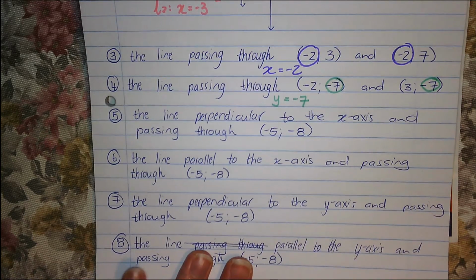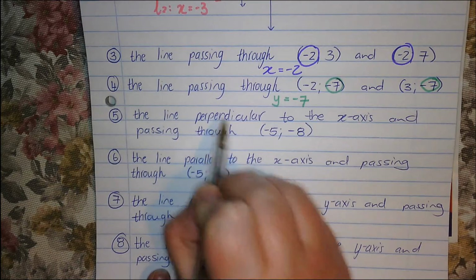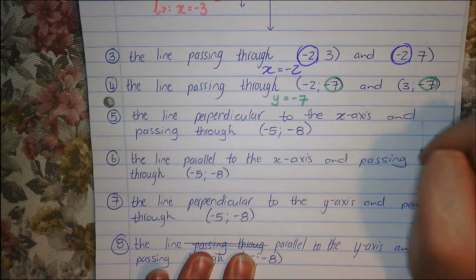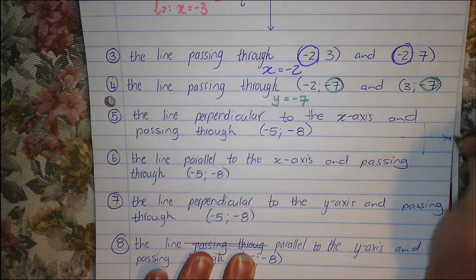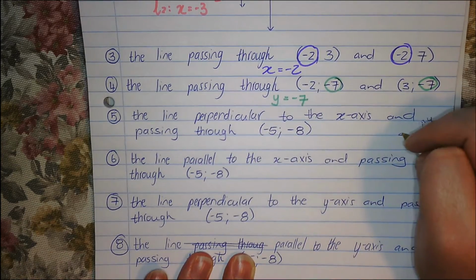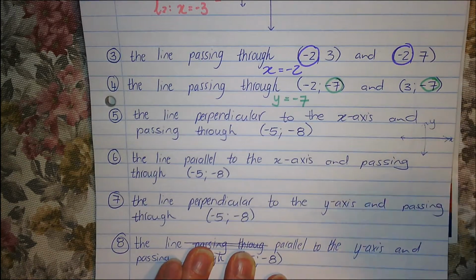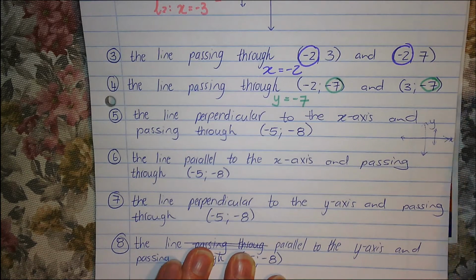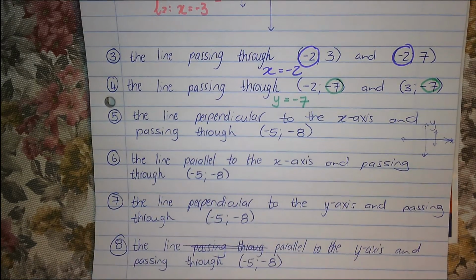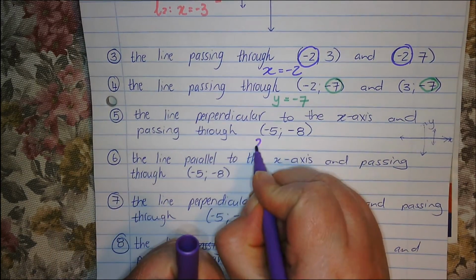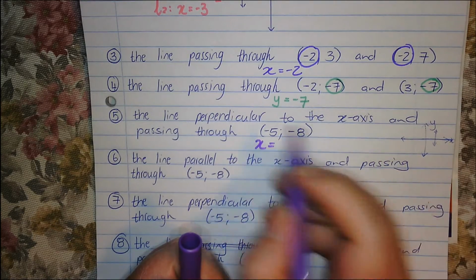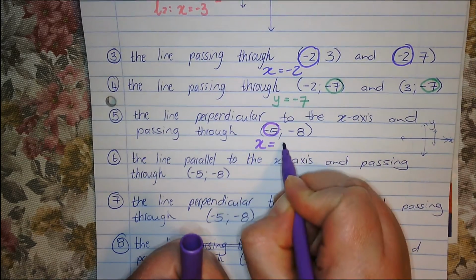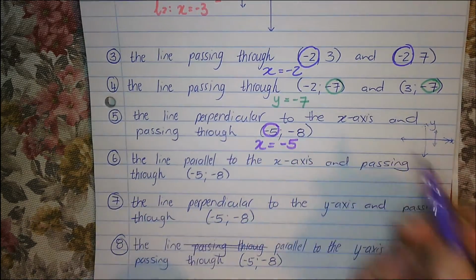Okay, so the line perpendicular to the x-axis. Now, if we recall, this is my x-axis and this is my y-axis. A line that is perpendicular to the x-axis is going to go like this. It's going to be a vertical line. It's going to go through x equal to a number. So this is going to be the equation x equal to something, and we take the x value, so that's negative 5. And that's it.